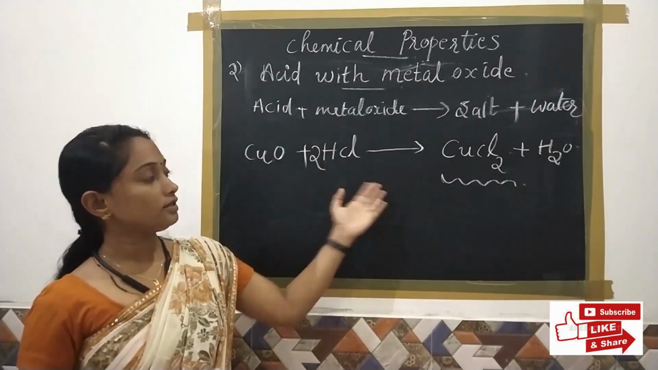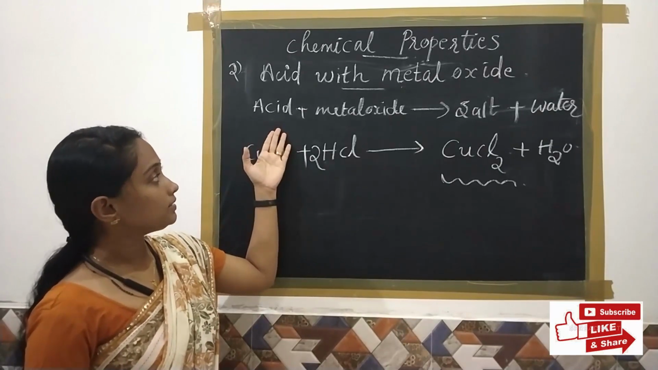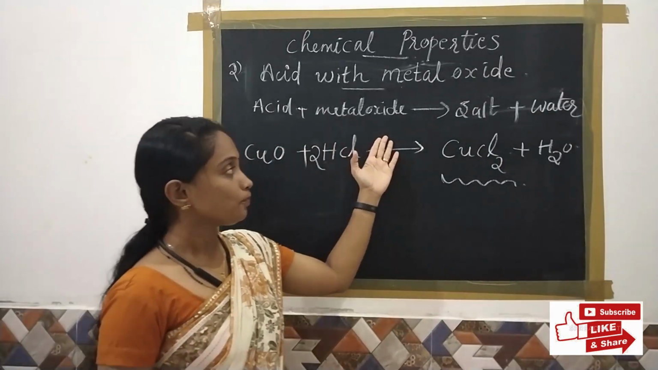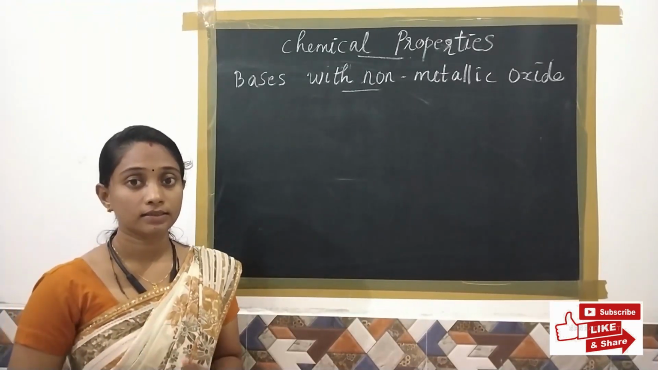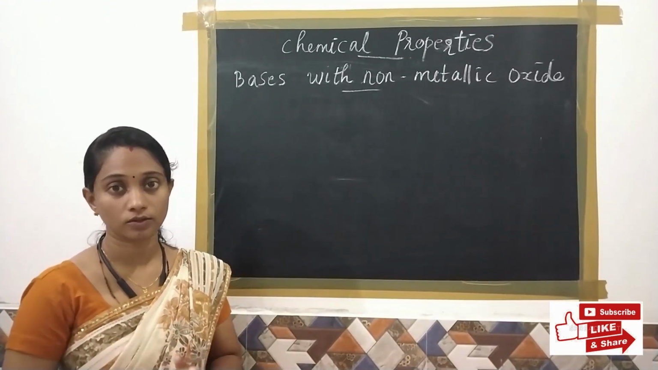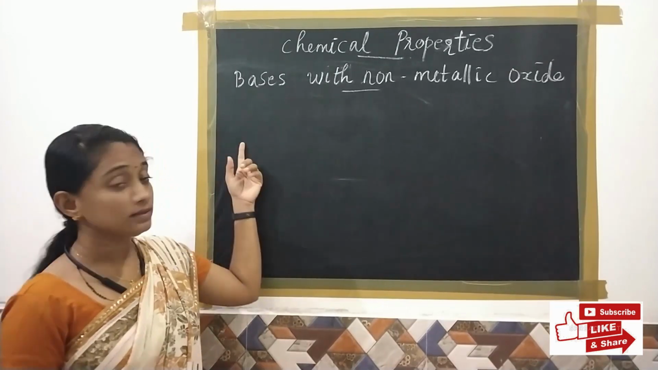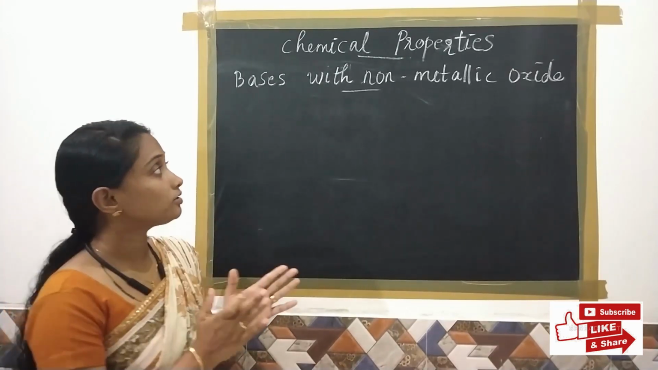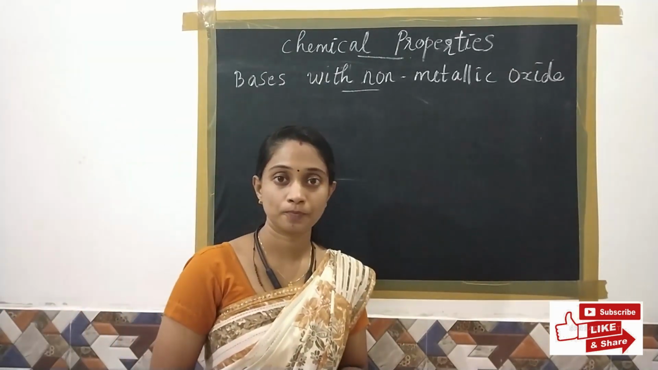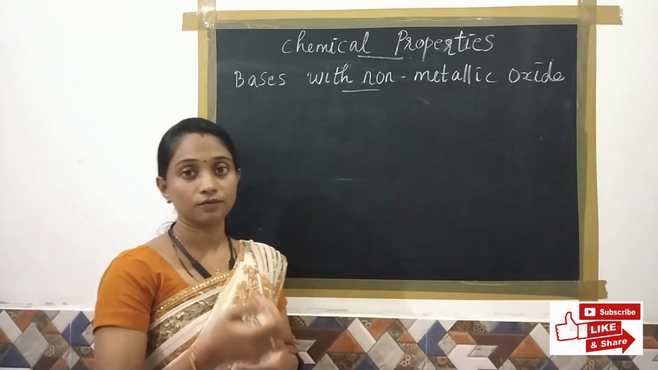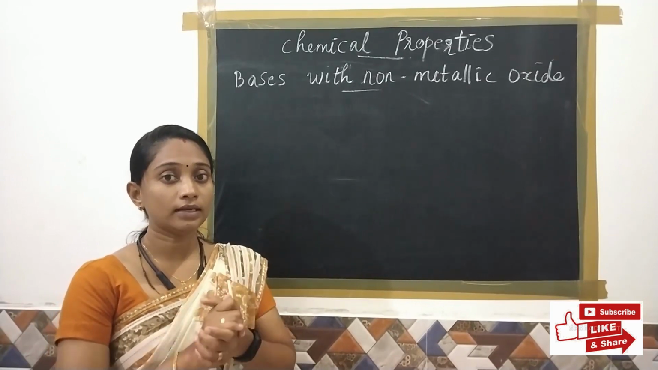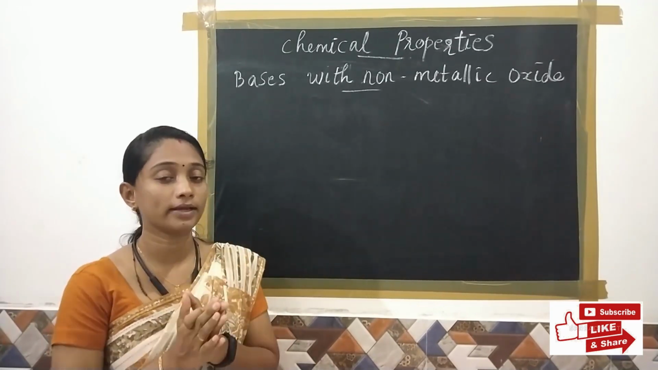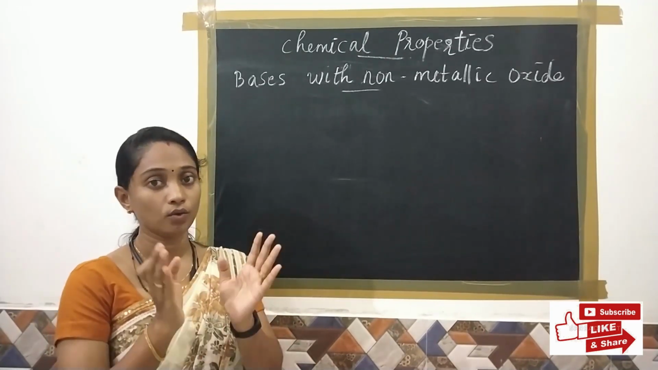So in this activity, we can prove that any acid reactive with a metal oxide will produce salt and water. We have learned how acid reacts with the metallic oxide. And in the case of a base, the base always reacts with non-metallic oxides, such as carbon dioxide, sulfur dioxide, and sulfur trioxide, etc. And after the reaction, we will get the same products, that is salt and water.